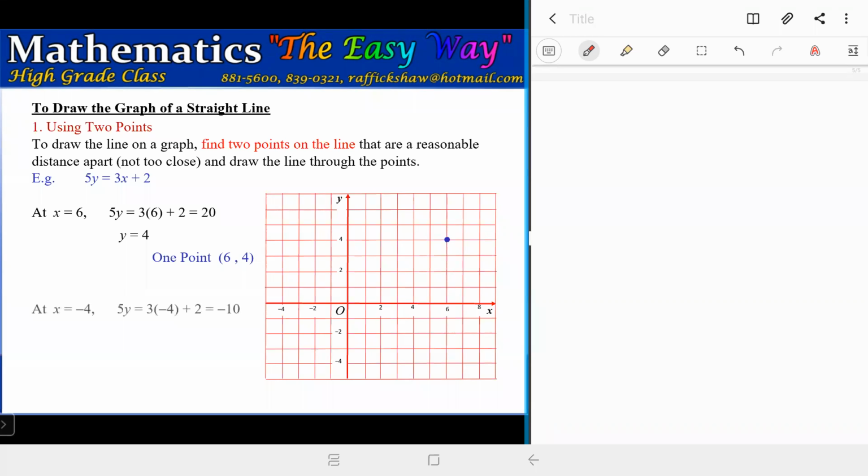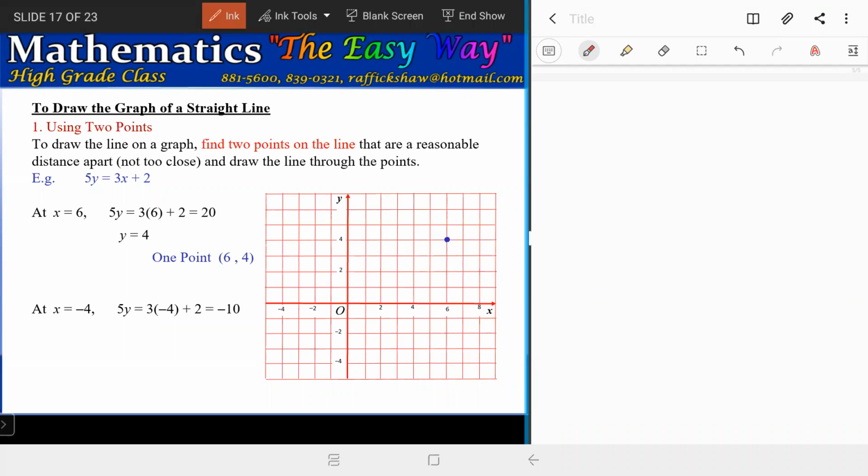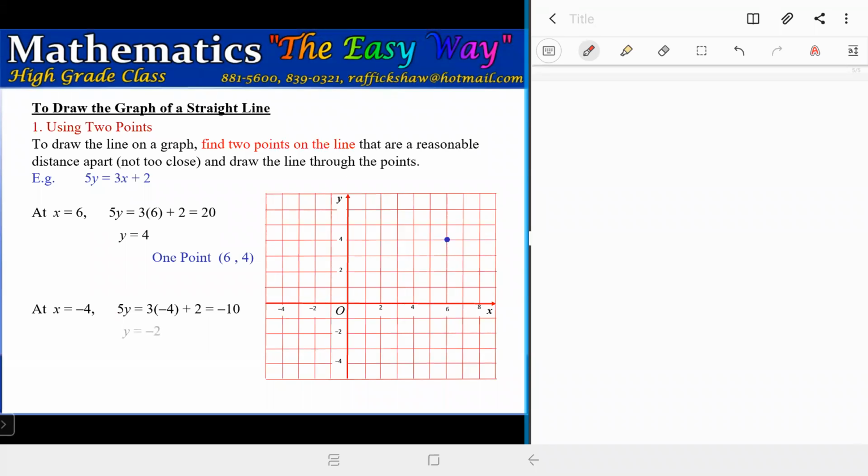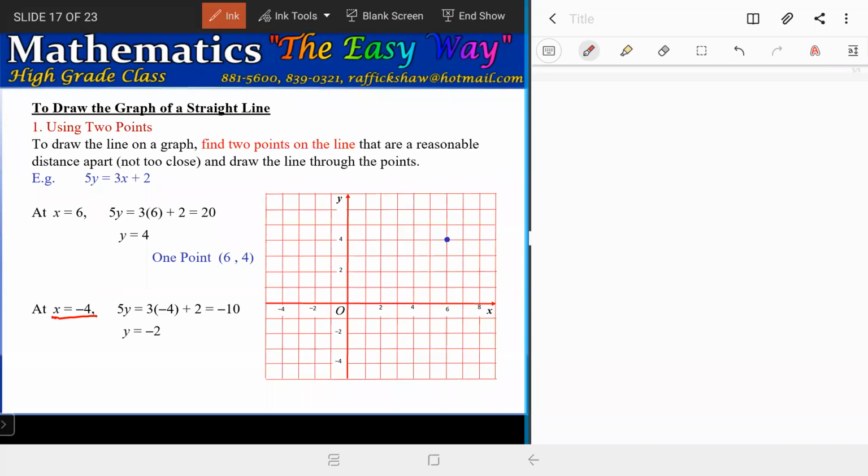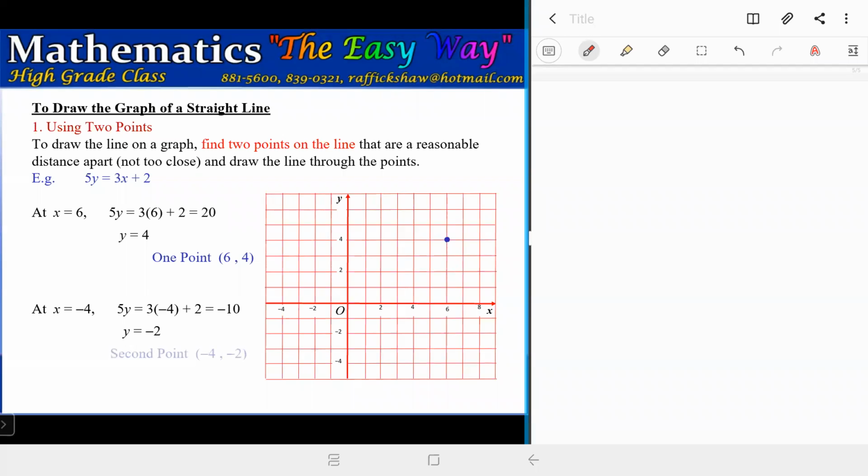So I put in x equals -4. I'm going as far as possible from the 6, because I don't want them too close. 6 is here, and I want another point all the way over there. So I put the -4 into the equation right here, and that works out to 5y equals -10. If 5y equals -10, then y equals -2. So the point (-4, -2) is a point on this line. That is the second point, and I can just mark it on the graph right there. I see the point (-4, -2) on the graph now.